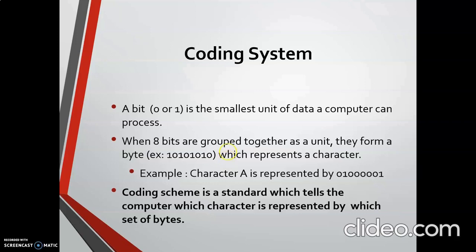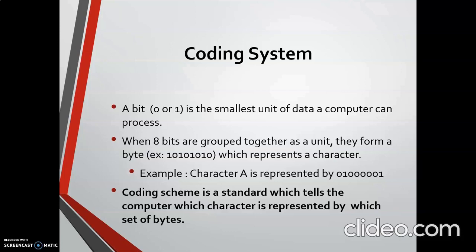Before we look at what is coding scheme, let's refresh a little bit about bit and byte. A bit is 0 or 1. It is the smallest unit of data a computer can process. By being a bit itself, we cannot represent anything yet, because we have just 2 values. Then we have to combine 8 bits to become a byte. A byte can represent 1 character. For example, the character A is represented by 01000001, right? And there must be other bytes to represent other characters.